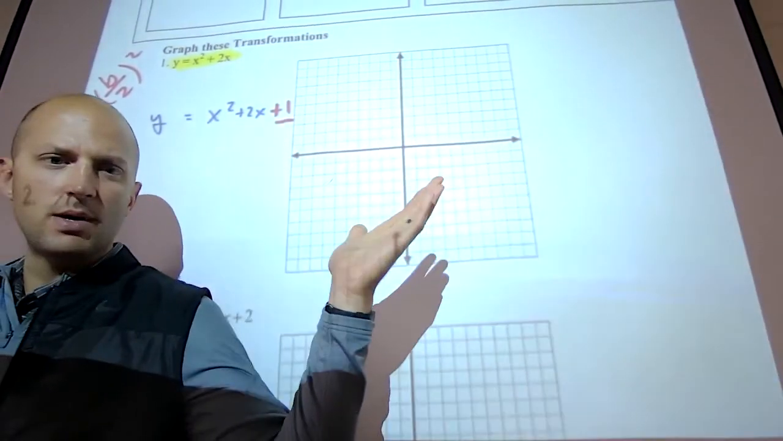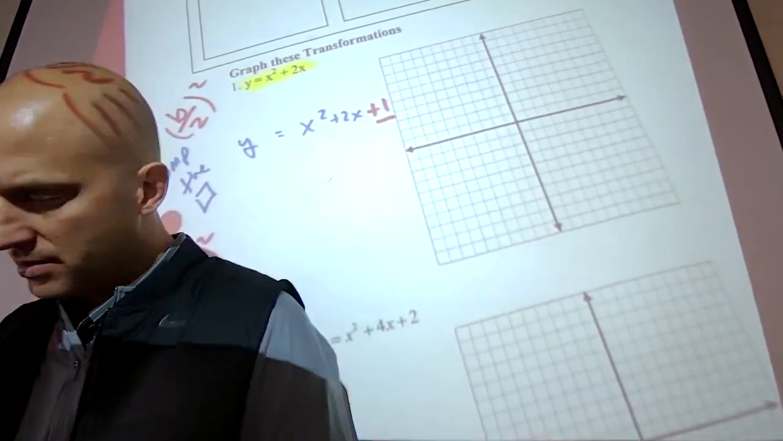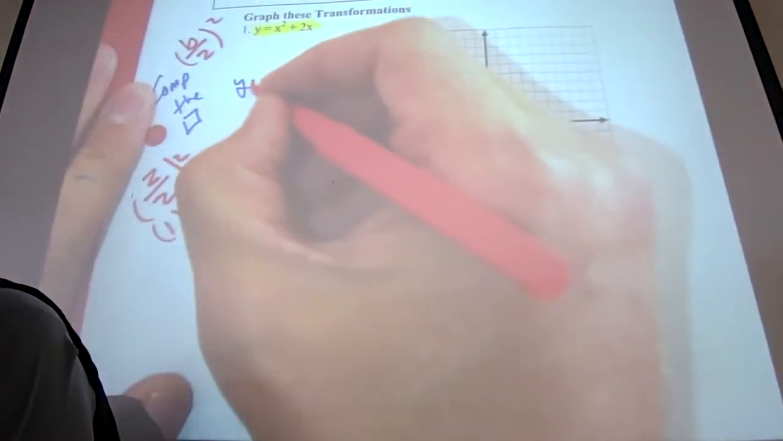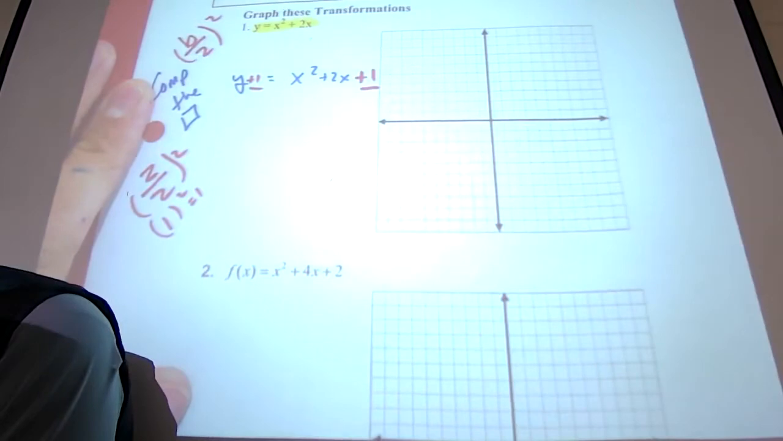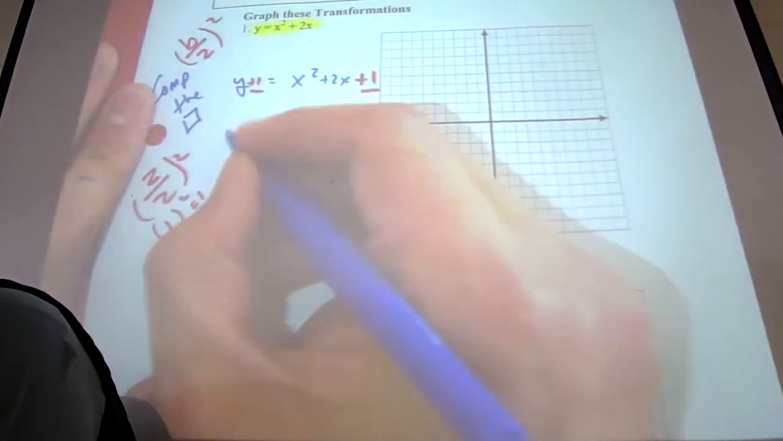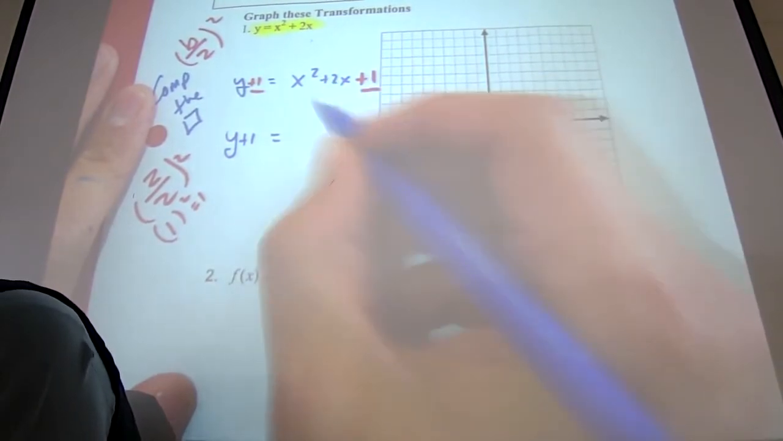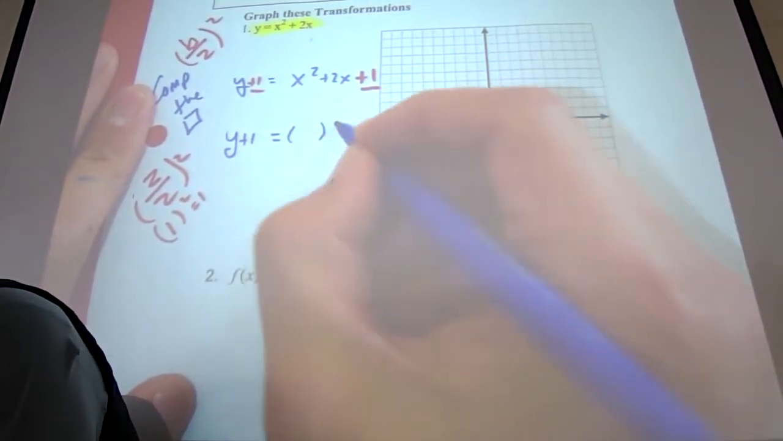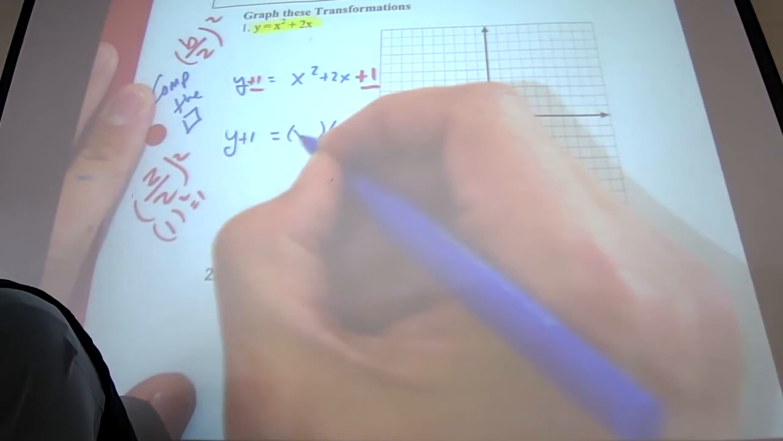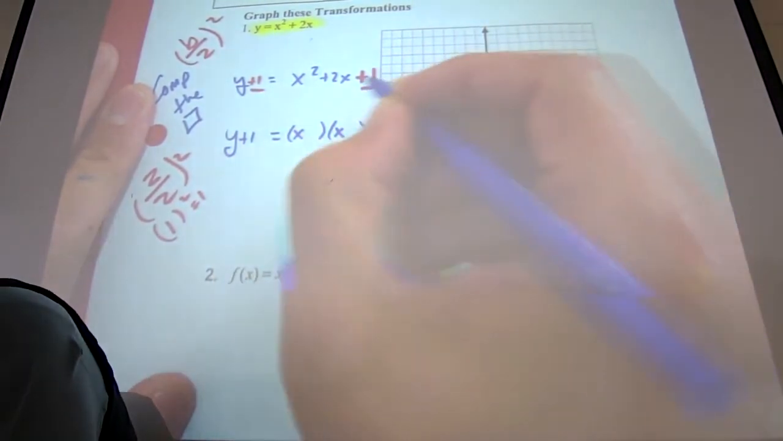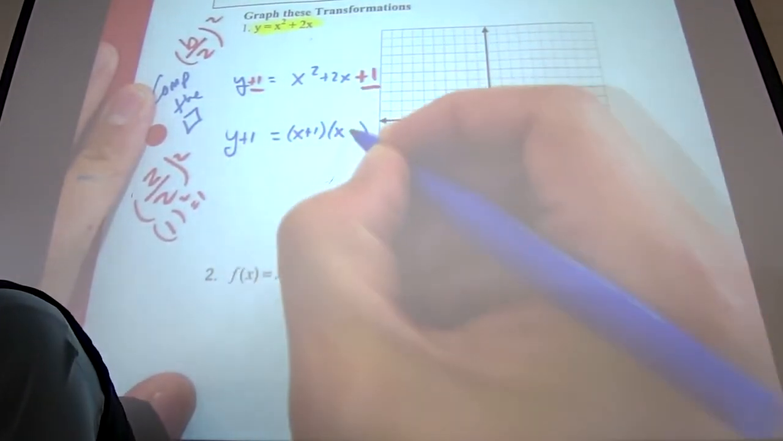Whoa! Again, we talked about, if we add 1 to one side, we've got to add it to the other side to keep it equal. So if I add it over there, I've got to add it over here. Okay? So now I've got y plus 1 equals this. Well, we can factor this. So let's factor. Factors of x squared are x and x. Factors of 1 that add up to 2 are plus 1 and plus 1.